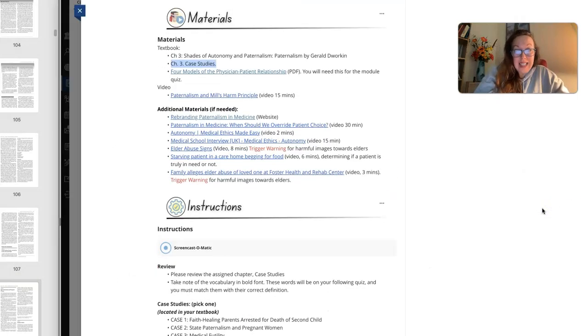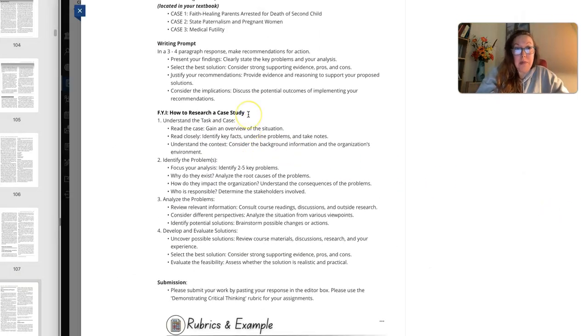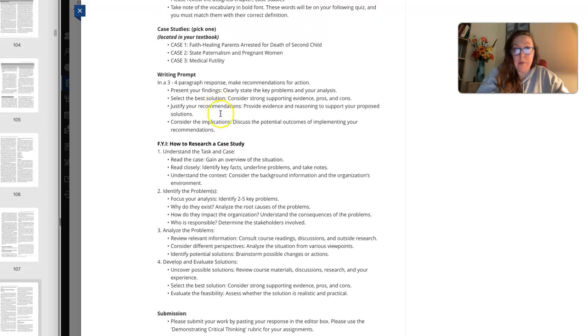So for the case study, you have a very specific way you need to write it out. It is going to be a 3 to 4 paragraph response where you are researching something and you are going to give me what you think is the key problems, the key issues. You're going to try to find solutions to these and justify how you do that. And then give us something to consider for the future.